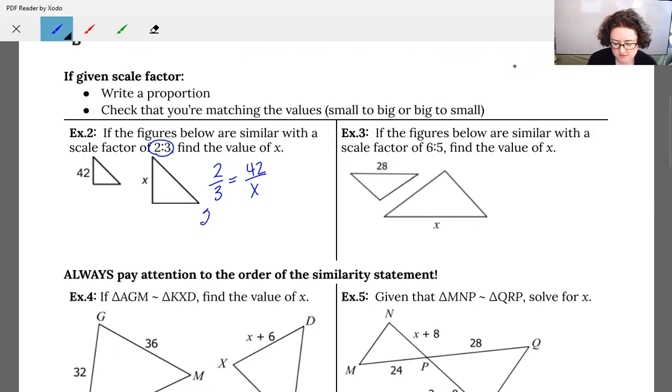So 2 times x is going to equal whatever 3 times 42 is, which comes out to be 126. So our answer for x is just half of that, which is 63.